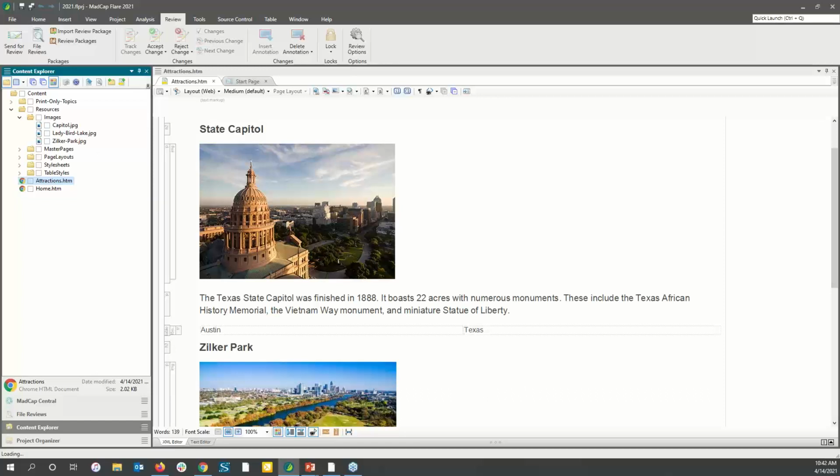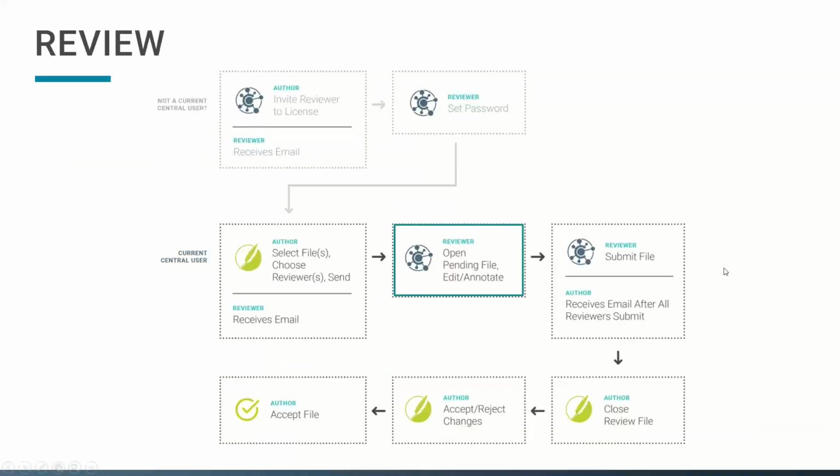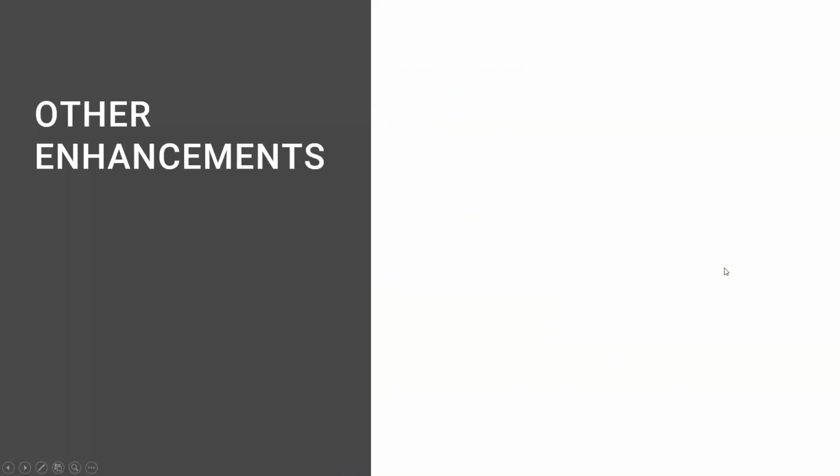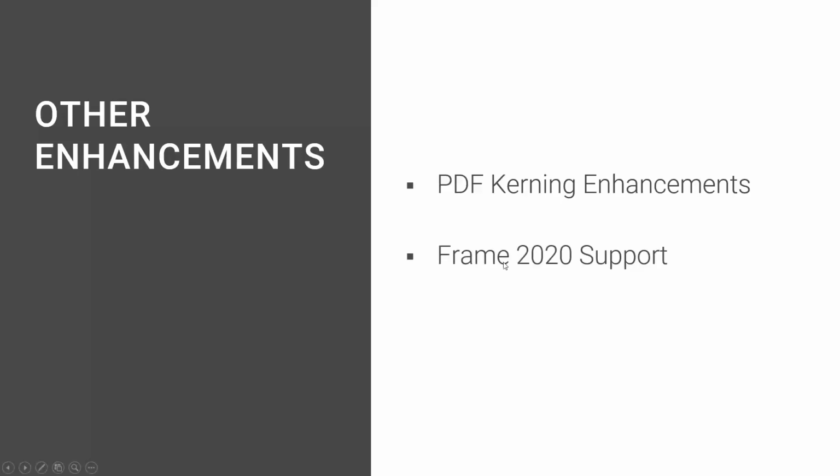We wanted to give your subject matter experts some more functionality and streamline that review workflow. Some additional enhancements that we made in this release are PDF kerning improvements. This one was a highly requested feature request by our users, so you'll notice some improvement to the letter spacing and kerning for PDF outputs. For those that need to migrate content over from FrameMaker, we now have the support of import of FrameMaker 2020 projects, and we also redesigned the table style sheet editor.